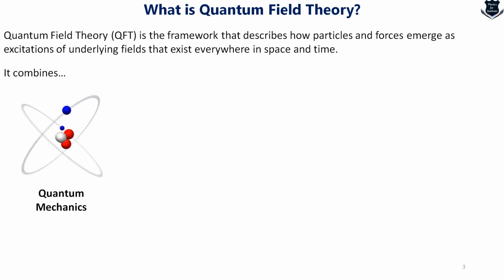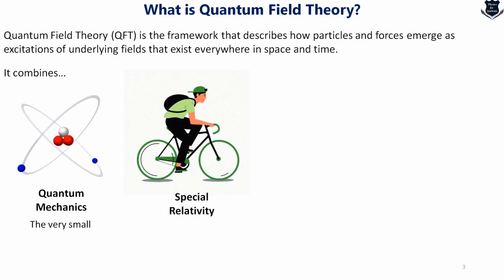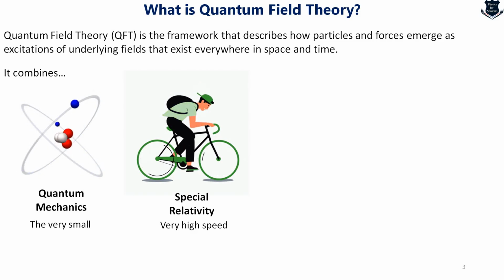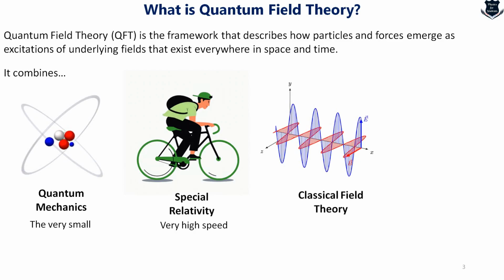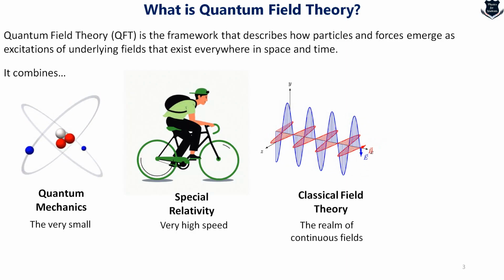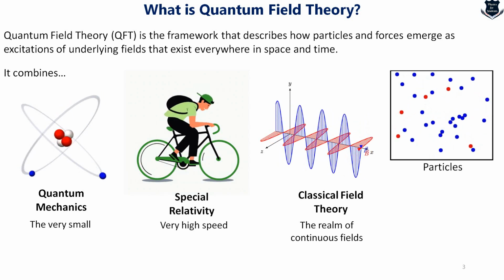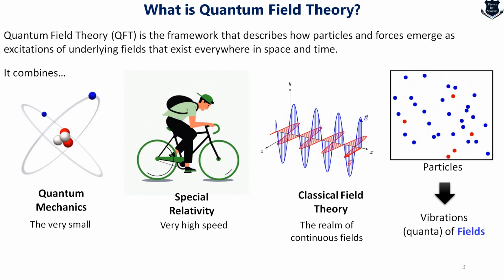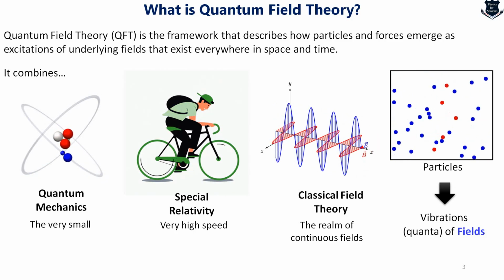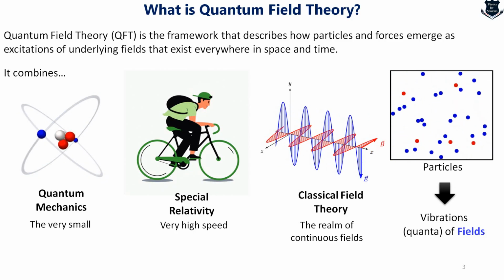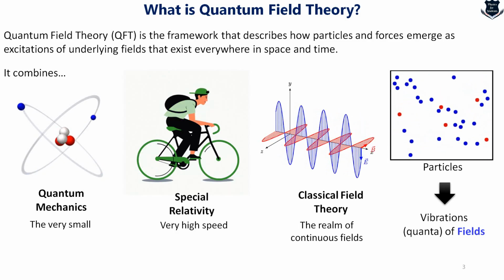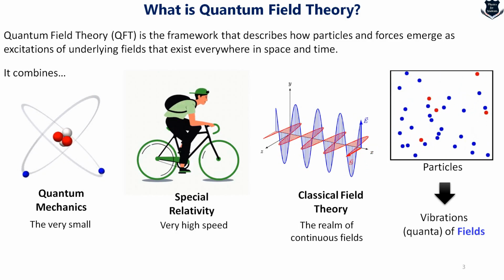First of all, it combines quantum mechanics, the realm of the very small. Then it takes into account the special theory of relativity, which deals with things moving at almost the speed of light, and classical field theory, which comprises the realm of continuous fields. Here we see that particles are not particles, but vibrations of fields, or what are called quanta. In simple language, this is the essence of quantum field theory.